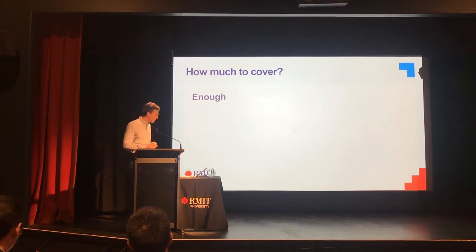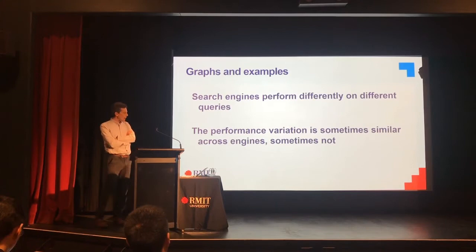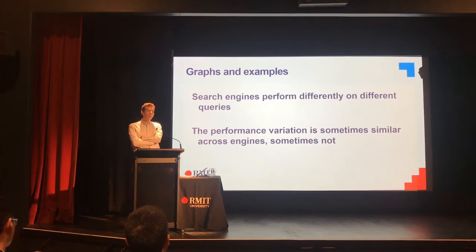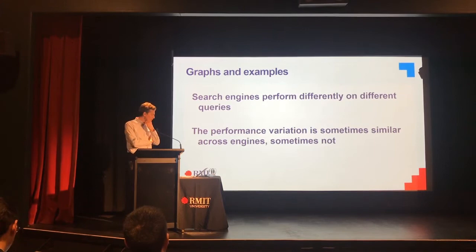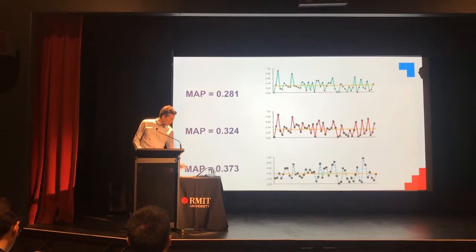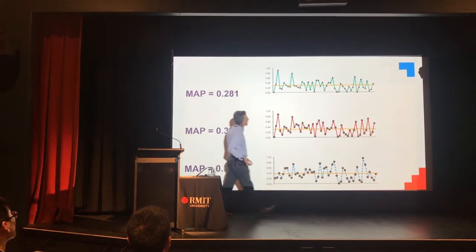Just some other things about explaining stuff. I personally find that graphs and worked examples can work very well in talks. I could tell you in some text that search engines, which is my research area, perform differently on different queries, and performance variation is sometimes similar, sometimes it's not. I can say that, or I can show you three graphs. I can say, well, this is a bunch of search engines. These are actual search engines running on 50 different queries.